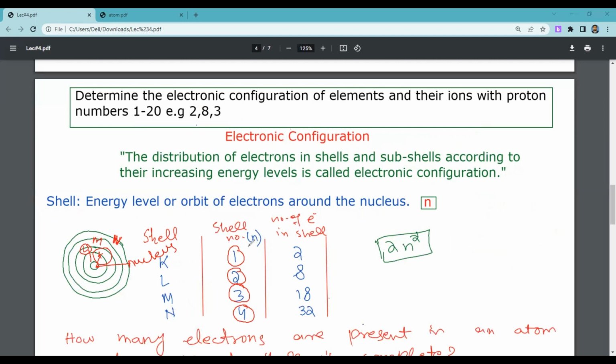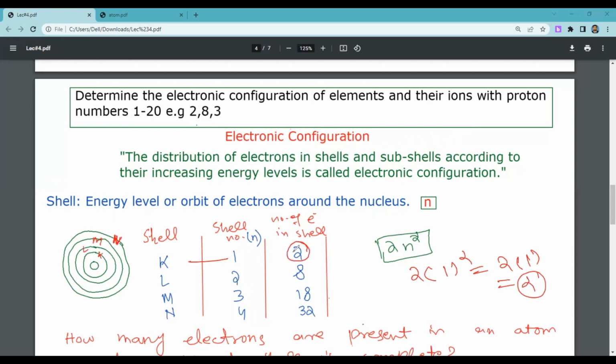Here is shell number. And the next thing is how many electrons are present in each shell. The number of electrons in each shell can be calculated by this formula, 2n squared. Shell number is denoted by n. By simply putting the value of n, we can calculate the number of electrons in each shell. Let's try. K has shell number 1, so 2 into 1 squared is equal to 2 into 1 is equal to 2. Therefore, only 2 electrons are present in K.